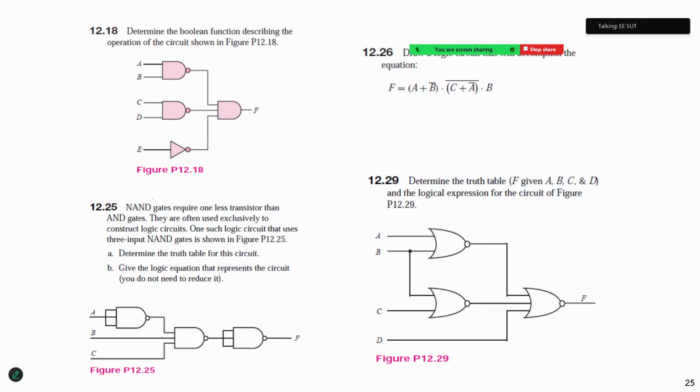Then this will be your last homework. For example, to determine the Boolean function: this is A and B inverse, and this is C and D inverse, and this is E inverse, all ANDed together. So F would be A into B inverse, C into D inverse, and then into E inverse, for example. This is not difficult. And this is also to construct the equation.